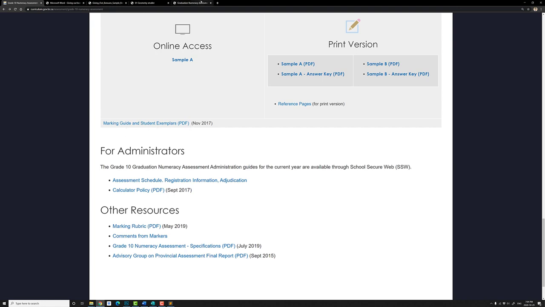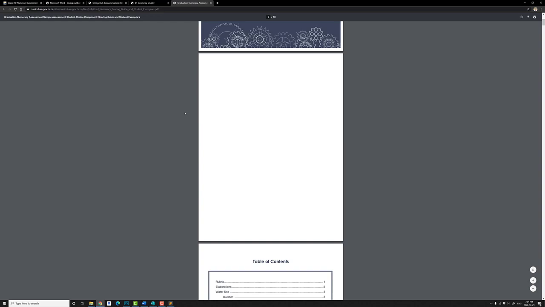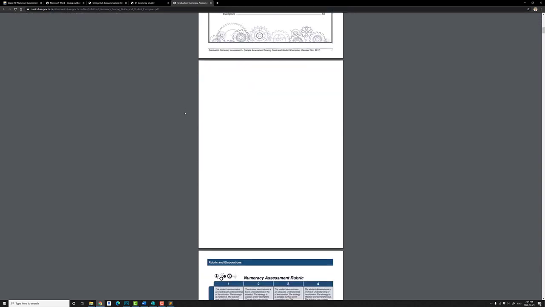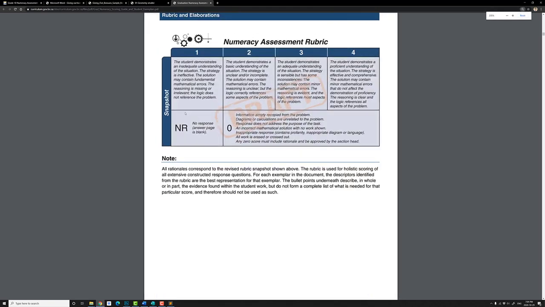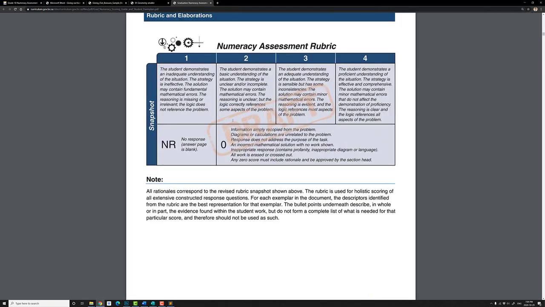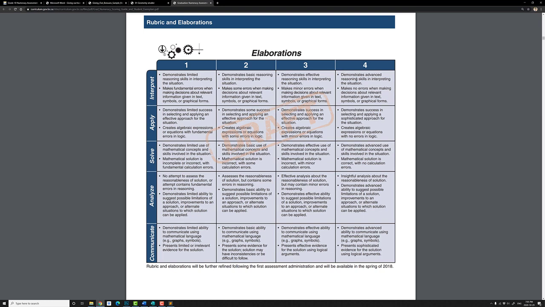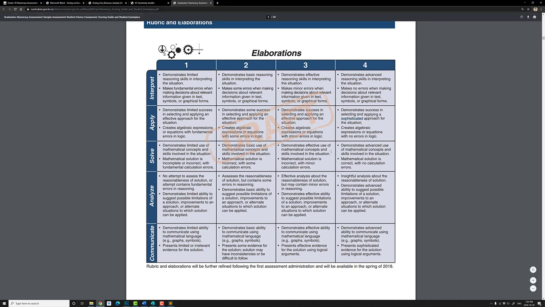Here we see a marking guide and student exemplars. For these different case studies, we can try to aim for a 4. We already talked about demonstrating that our strategy is clearly communicated. It has to be comprehensive. Show your work. Everything should make sense. We need to demonstrate sophistication in what we're doing.